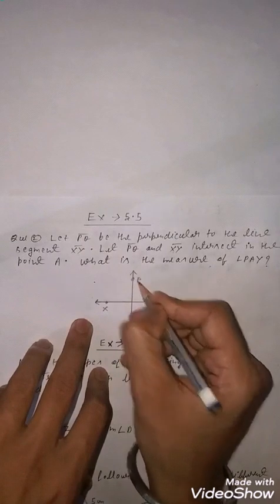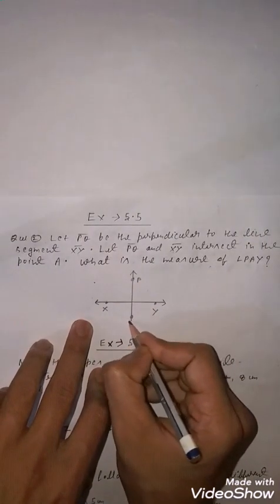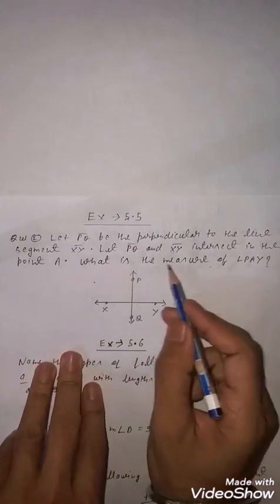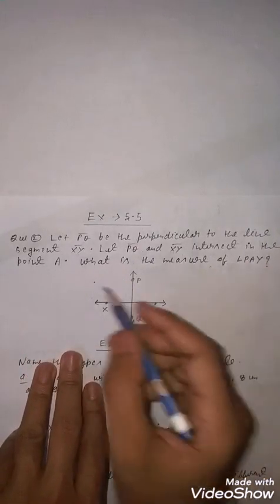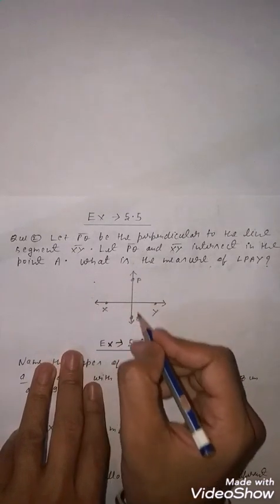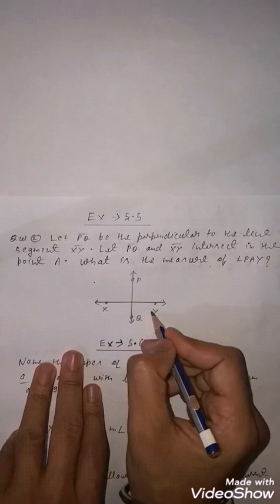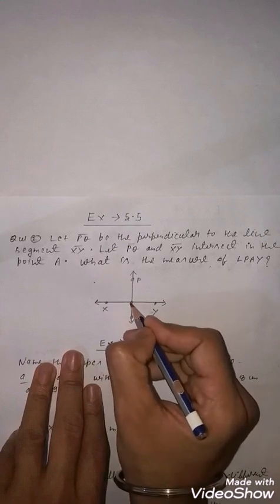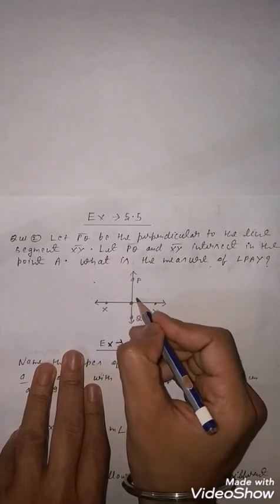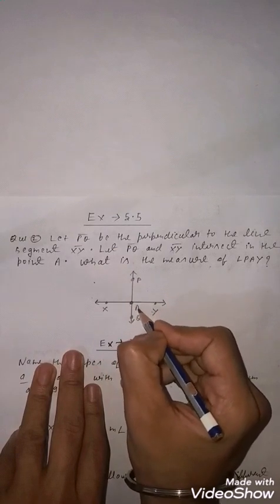This is P. This is your Q. Clearly mention. I mention everything. PQ and XY intersect in the point A. Now you know that intersect means the meeting point. Now you know that PQ, this vertical line, and XY, horizontal line, meet at the given point A. This is your point. Here you can write down A.